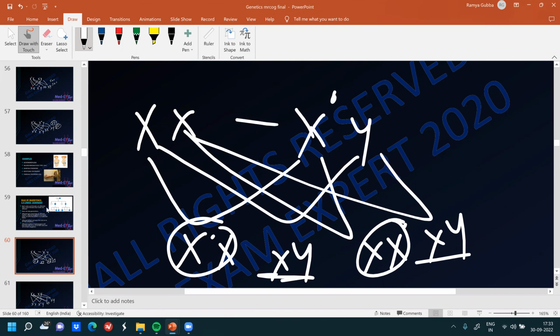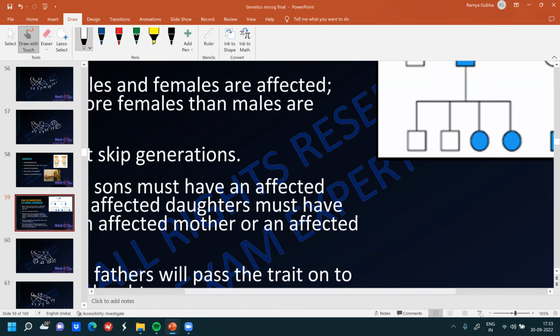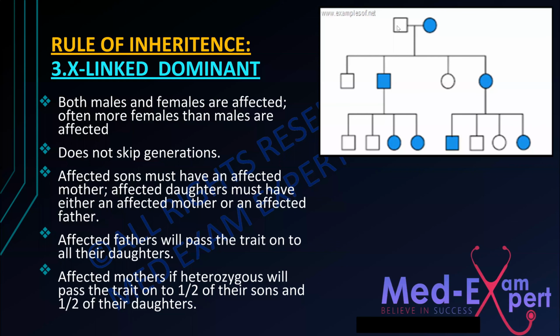Now let us see this example in this picture. Here, the mother is affected in the first generation. So the mother can transmit the disease to both daughter and son, so both are affected. But see here, the father is affected and the father will give the disease only to daughters. Father cannot give the disease to the sons because this is an X-linked dominant disease.